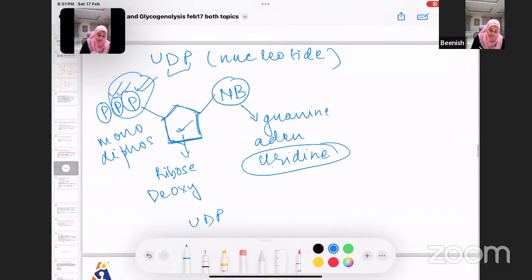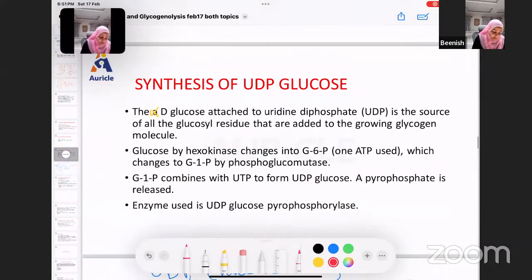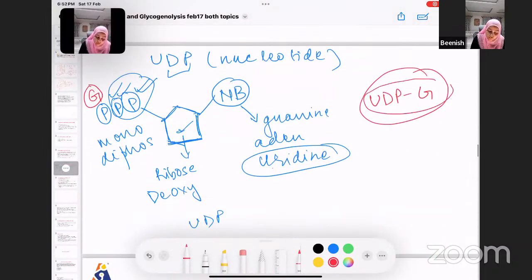Now to this uridine diphosphate, glucose is attached here. So this forms a UDP glucose, which is a nucleotide derivative. Now it is saying that the alpha D glucose attached to uridine diphosphate is the source of all the glucosyl residues that are added to the growing glycogen molecule. So this UDP glucose is the source of glucose that will be added to your growing glycogen chain.